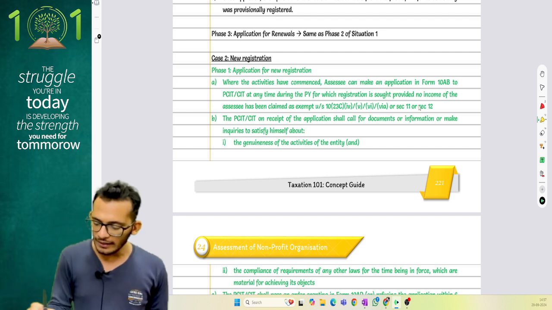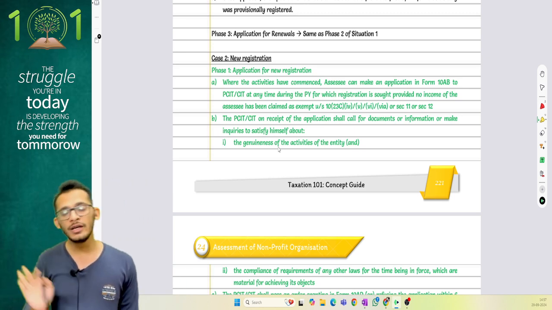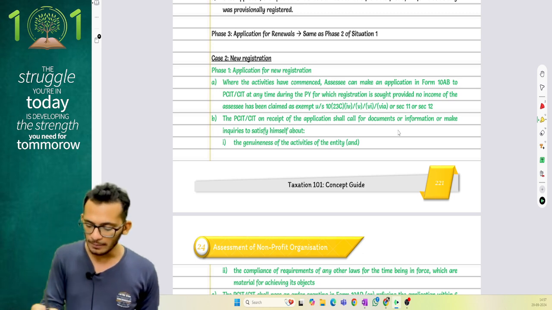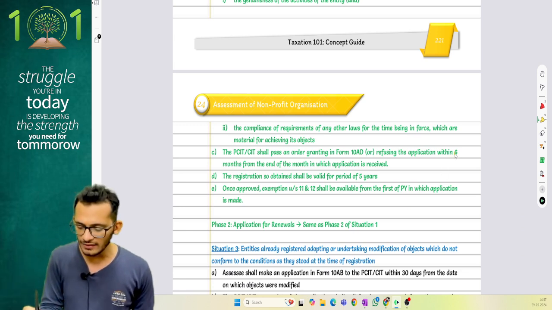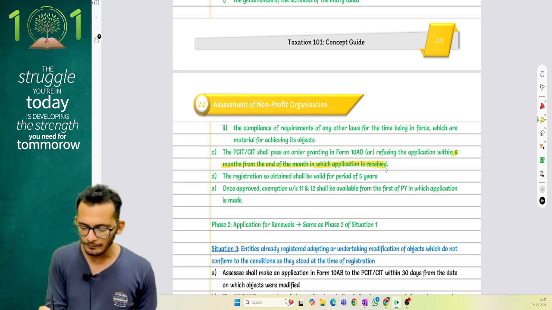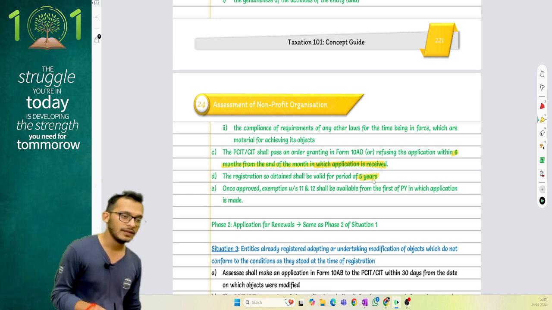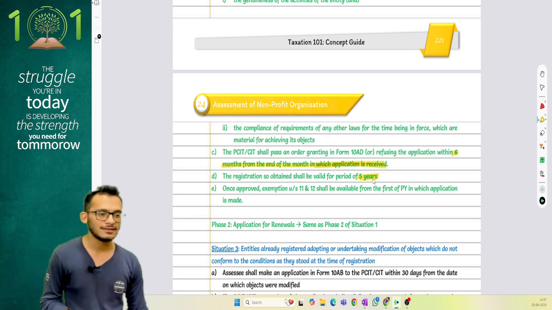How will that be done? I will have to make an application to you at any time during the previous year informing you that I am doing my activities and it is a charitable organization, and therefore grant me the exemption. The PCIT on receiving the above information will check for the genuineness and the compliance of the laws, and within 6 months from the end of the month will grant the registration to you for a period of 5 years, and then the renewals and all will keep going as it is.